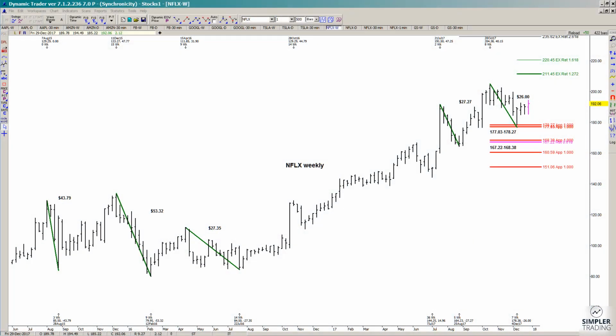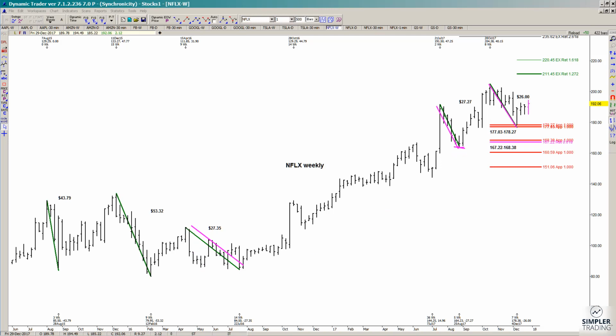In today's video, we're going to take a look at Netflix, and it's all about the time frame that you're trading. Anybody who's looking at the bigger picture in Netflix, this is what I would show you. The weekly chart, where the most recent decline of 26 bucks was very similar to two prior declines of 27.27 and 27.35. Actually, this is where one of our last setups came from.